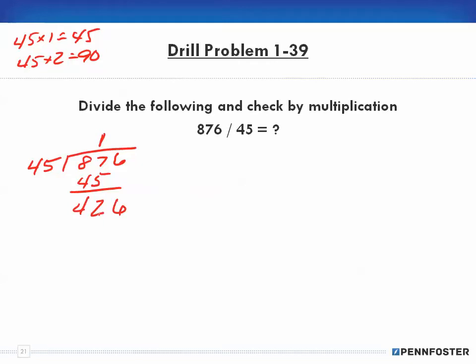All right, 45 can go into 426 how many times? Well, I know 45 times 10 is 450, right? Right. For those that don't know, 45 times 10, you add a 0: 450. Okay. I know 450 is greater than 426, but it's pretty close, so I'm going to guess at 9.